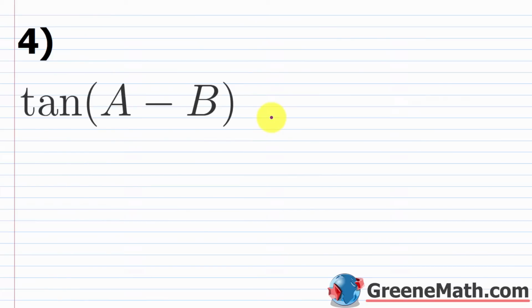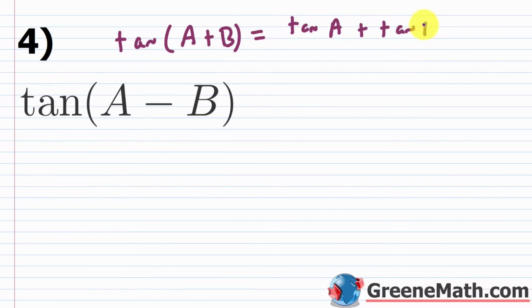All right, for problem 4, we're going to look at deriving the tangent of A minus B formula. So we just found that the tangent of A plus B was equal to the tangent of A plus the tangent of B over 1 minus the product of these two. So we would say the tangent of A times the tangent of B. All you need to do is write this as A plus negative B, plug into the formula, and you're just going to see that this sign is going to change and this sign is going to change. That's all it's really going to do.